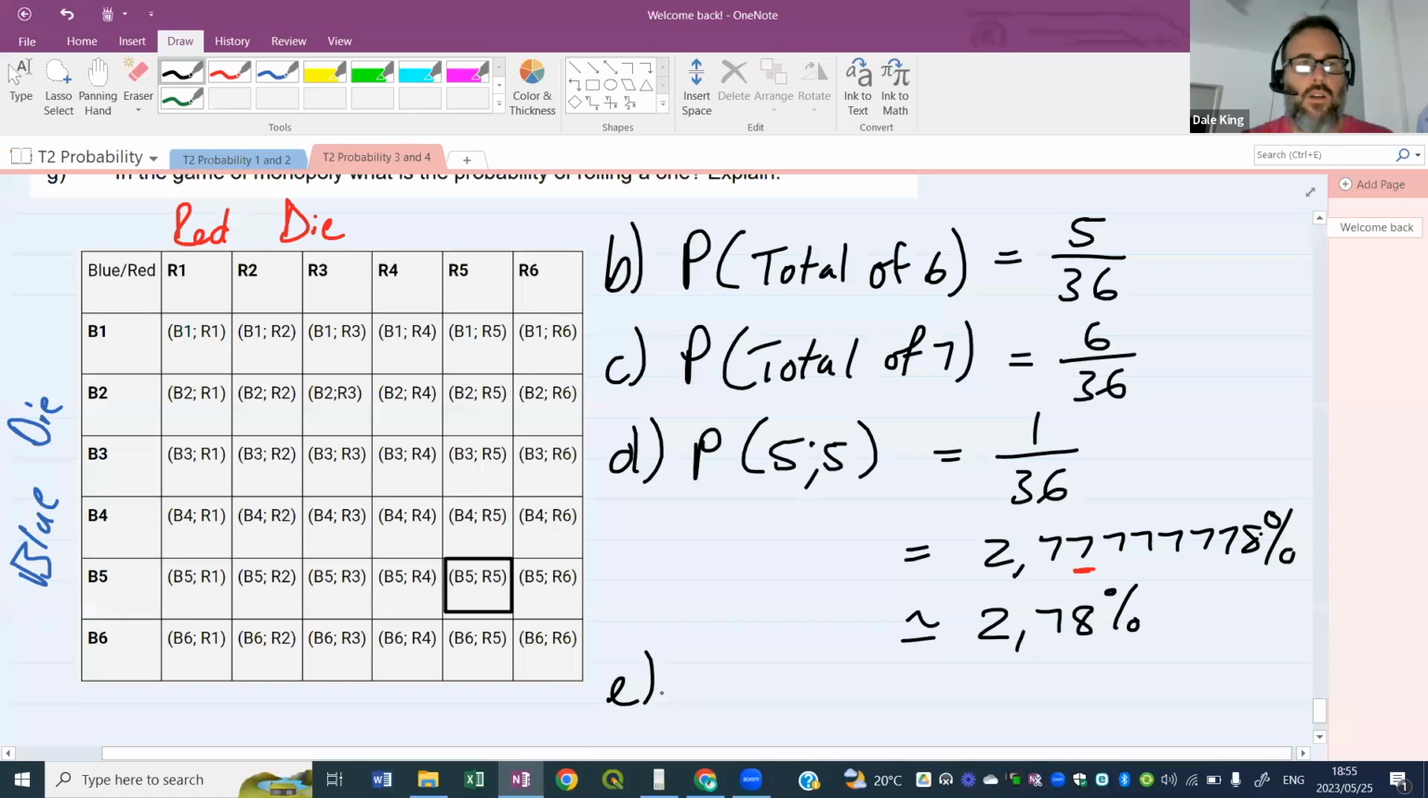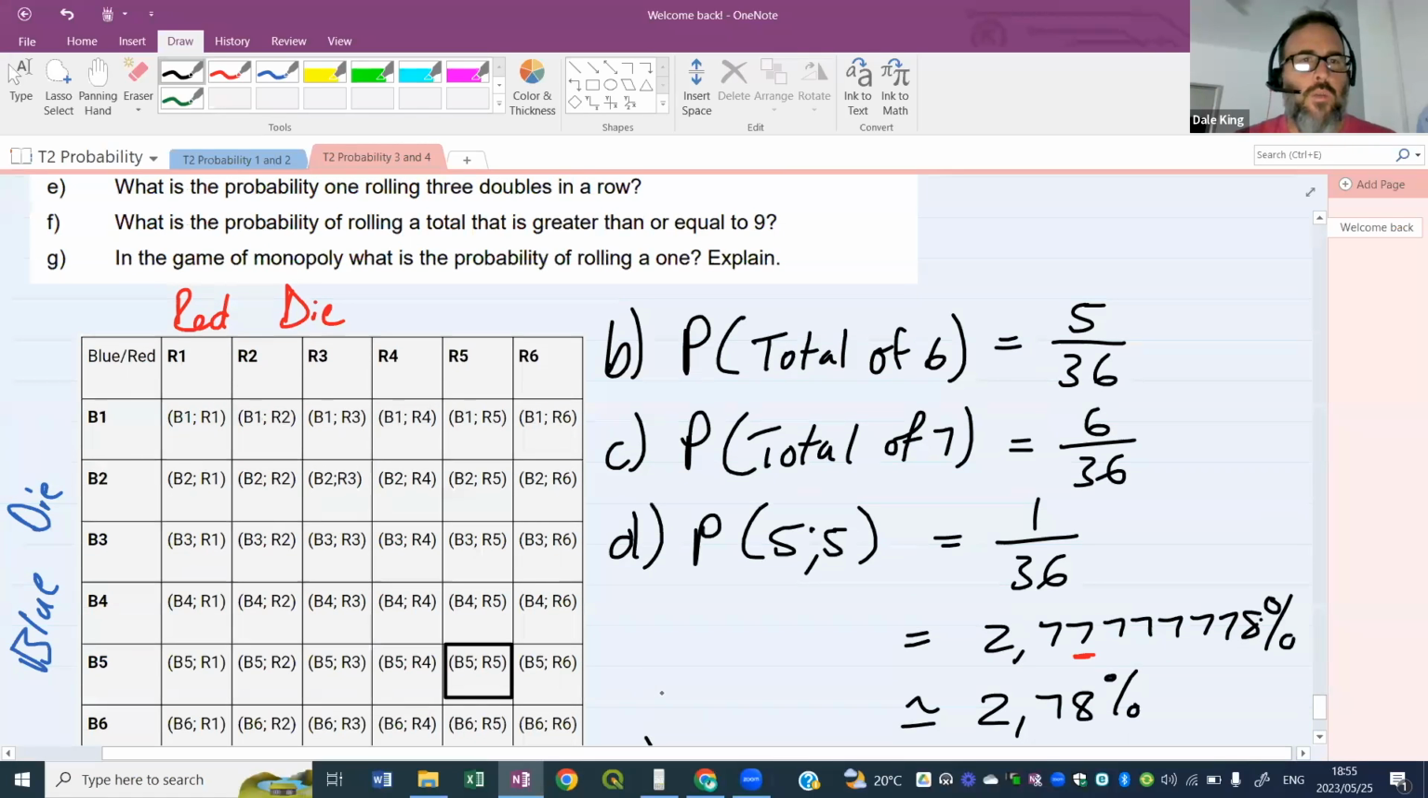All right. We got E. What is the probability of rolling a total that is greater than or equal to 9? Okay, we're going to skip that one for now. We're going to go straight to the last one because we're running out of time. In the game of Monopoly, what is the probability of rolling a 1? Remember, we're always rolling 2 dice here. What's the probability of rolling a 1?